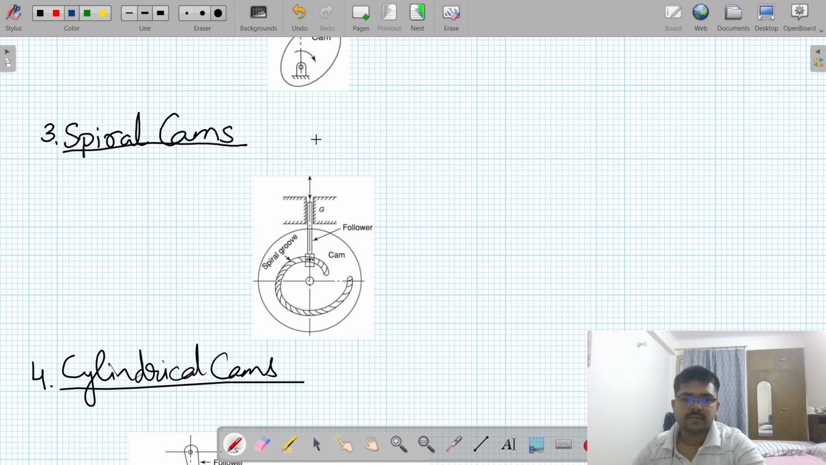Now spiral cams. In spiral cams there is a groove cut, similar to a flat plate cam. This one is a plate on which there is a groove cut like this, and as the follower moves through the grooves, the follower increases or decreases its height.